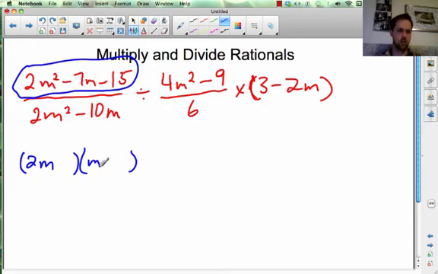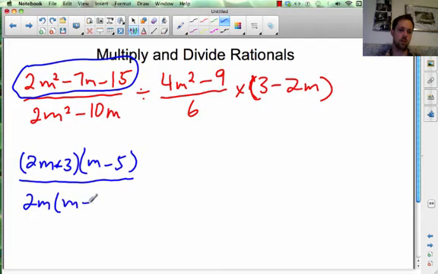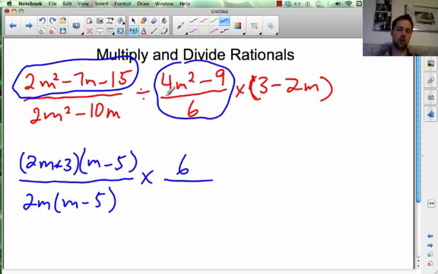So m minus 5 and m plus 3. And you find 2m times minus 5 is minus 10m, plus 3m will give us the required negative 7m in the middle there, and the denominator, just take out a greatest common factor of 2m, and you're left with m minus 5 there. Now we're going to flip this and multiply, so we get 6 on top, and in the denominator this is a difference of squares, so 2m minus 3 times 2m plus 3.